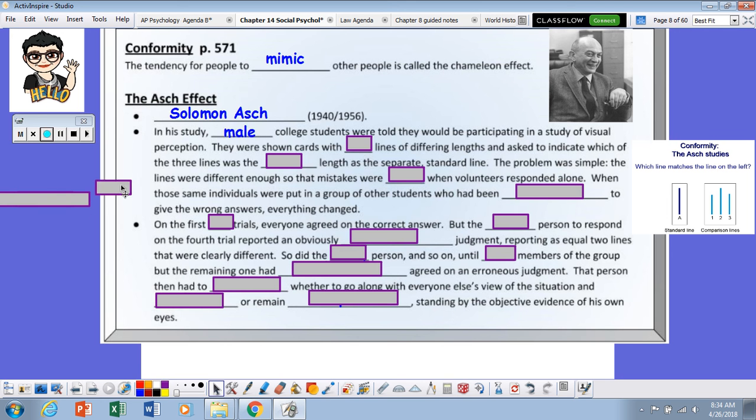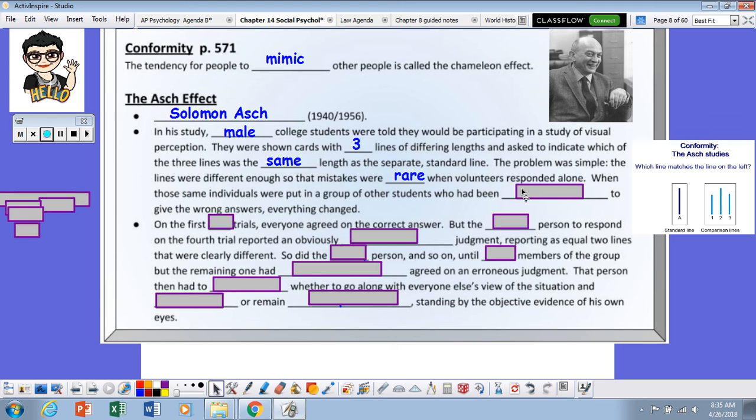And in his study, male college students were told that they would be participating in a visual perception study. And they were shown cards with 3 lines that you see very similarly right here. And they were to indicate which of the 3 lines was of the same length. So they would compare letter A to numbers 1, 2, or 3. This seemed like a very simple problem, and it would be pretty rare to make any kind of mistakes.